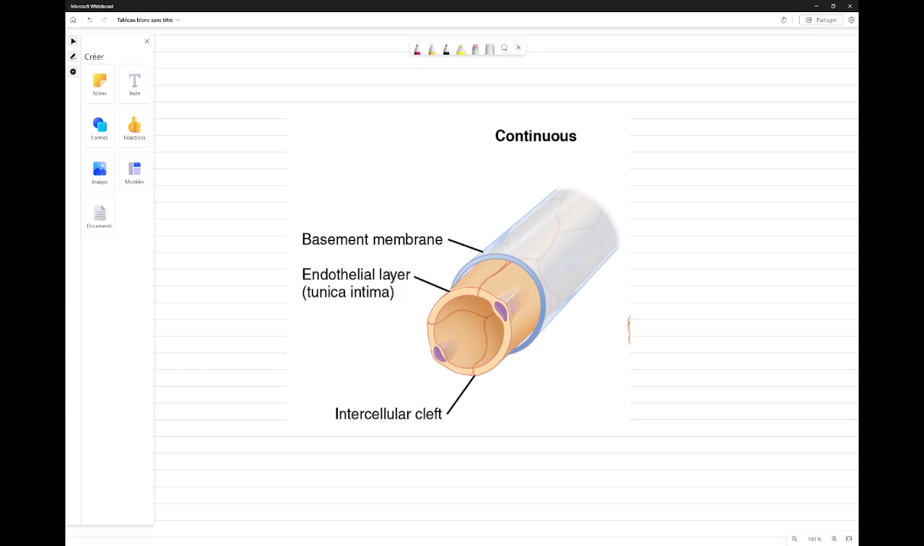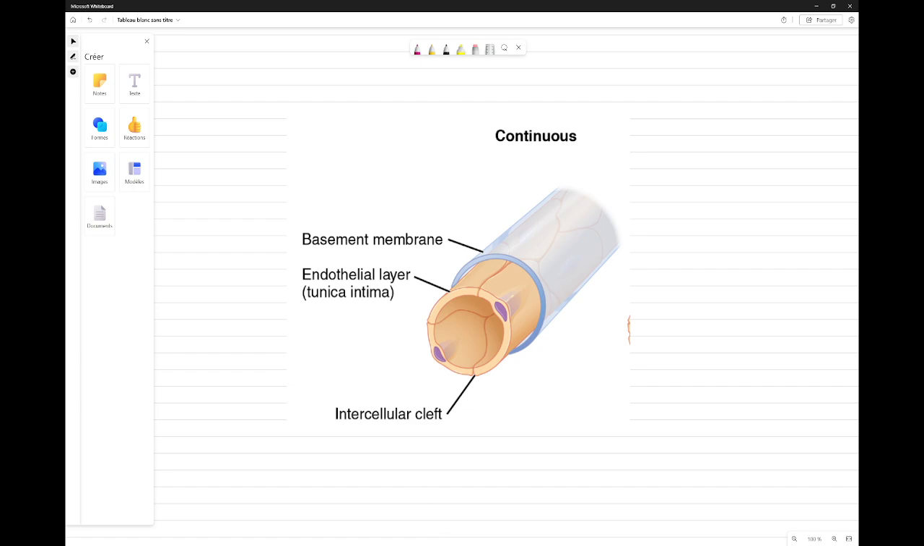Well, the tunica, sorry, intima, into something, right? So we can't just have the cells like that. So there's a basement membrane around it. Now, note the important stuff here: this is a continuous one. There are other types like the sinusoidal ones and the fenestrated ones, but we're just looking at generally what the regular continuous capillary will look like.